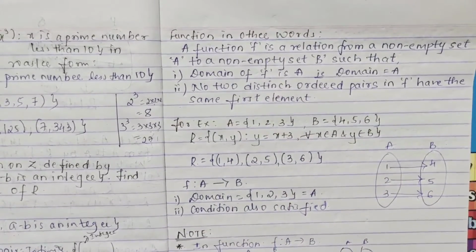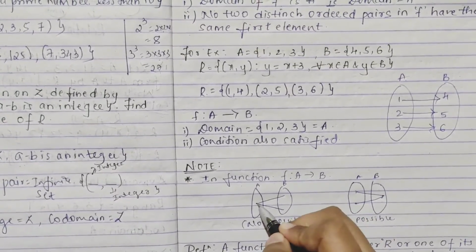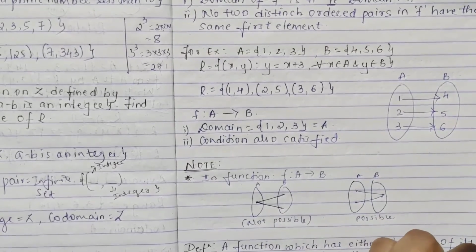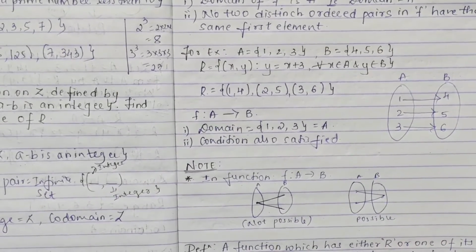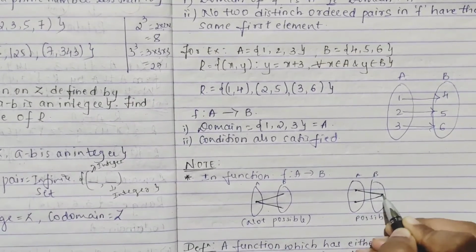One more note you have. See, in a function, one element shouldn't have more than one image, because this is not possible. But two elements can have the same image. This is possible.